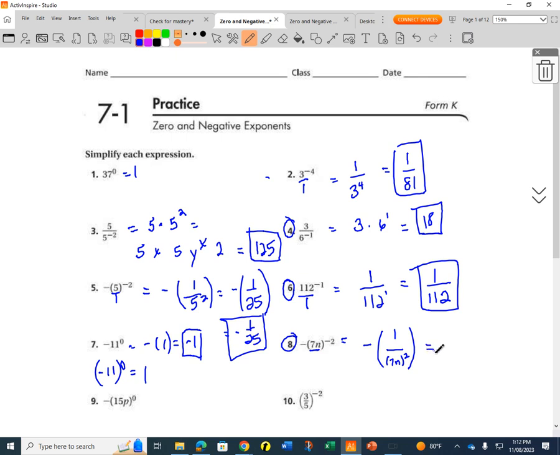So it was a negative. We have to flip it. But we have to make sure the 7 and the n are getting raised to the 2nd power. So that's going to be the opposite of 1 over 7 squared times n squared. If that exponent is on the outside of the parentheses, we have to make sure the 7 is raised to the 2nd power and the n is raised to the 2nd power. So now it's going to be -1 over 49 times n to the 2nd power.